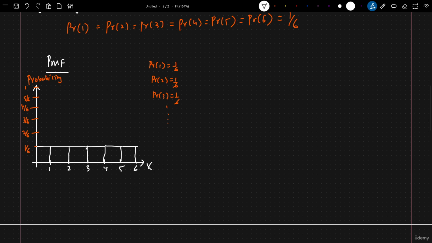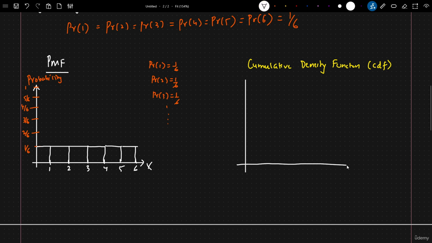Now let's talk about one more very important thing, which is called the cumulative density function, also called the CDF. The reason I'm telling you about the CDF is that through this we will be able to assume many things, do much more calculation, and get more information. So what exactly is the cumulative density function? Let's talk about it.